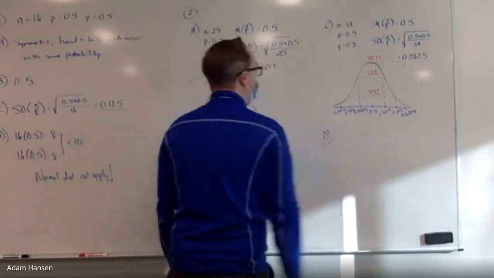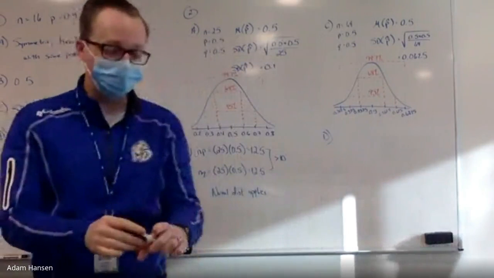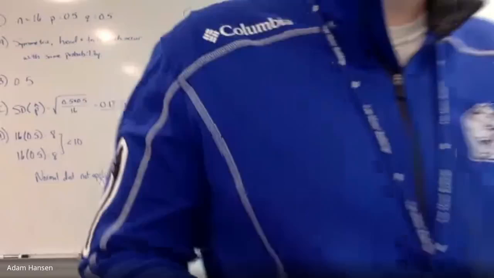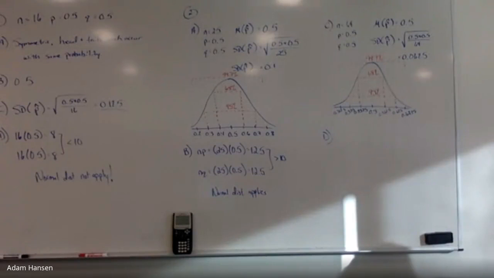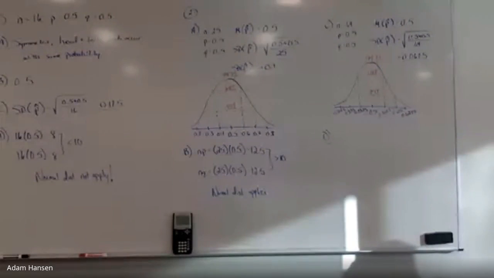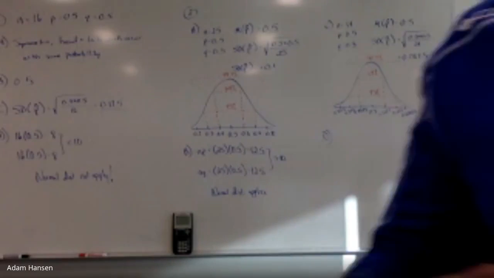Part D, what changed, what didn't between these two different models? Where are they both centered at? 0.5. What did change? Standard deviation. By flipping a coin more times, I now have less variability. There's less difference from what's expected. There's going to be less deviation from the average.